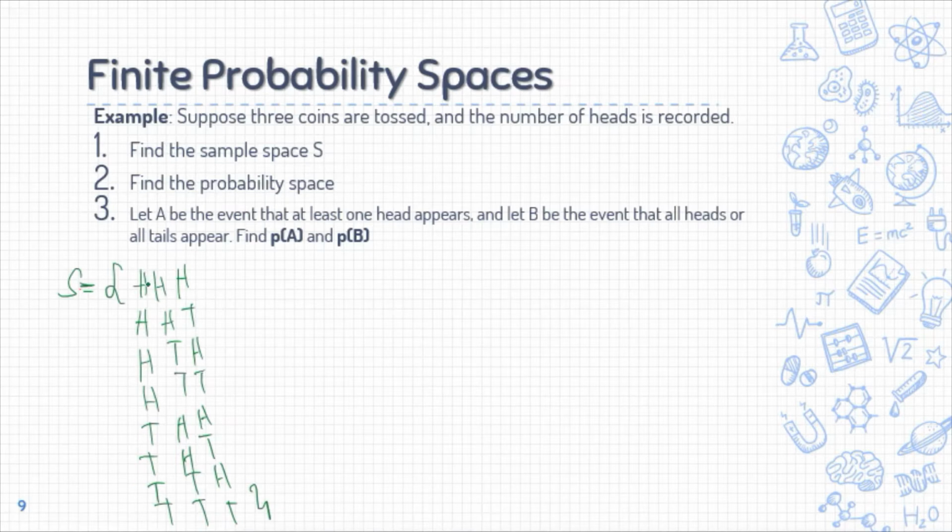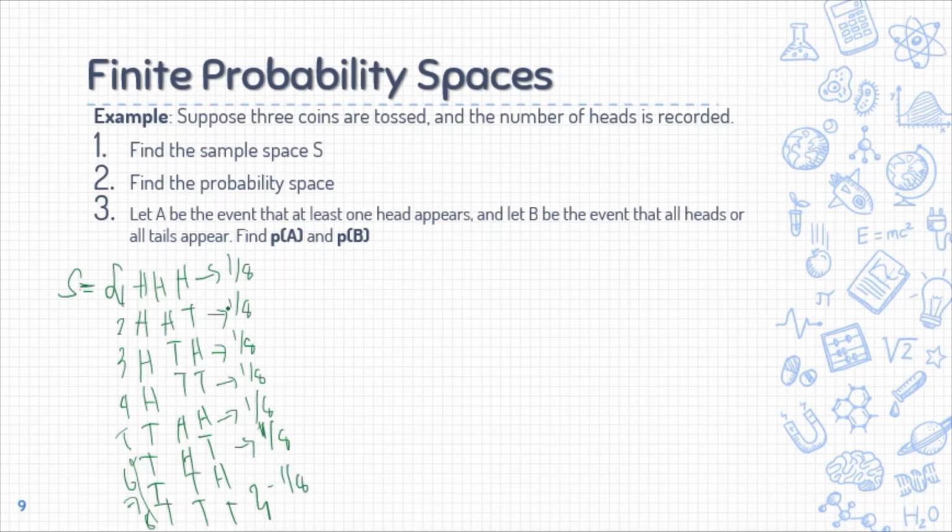Now, find the probability space. Finding the probability space means finding the values we can assign to each of them. Since we have 8 elements, 1, 2, 3, 4, 5, 6, 7, 8, each of them has the probability of 1 over 8. So, each of these events or each of these points has the probability of occurring of 1 over 8. So each event is now 1 over 8.